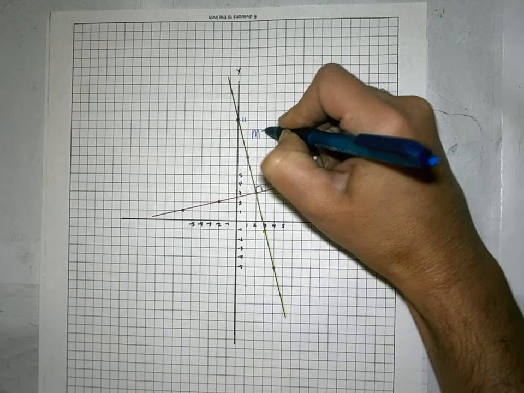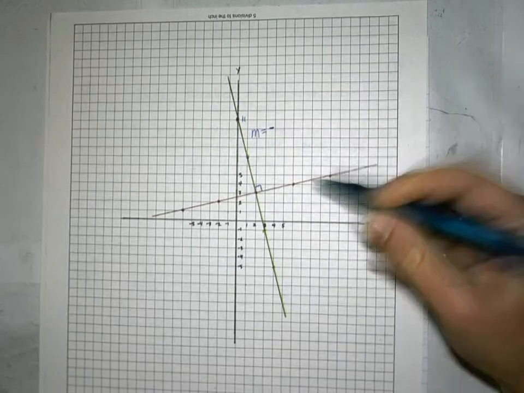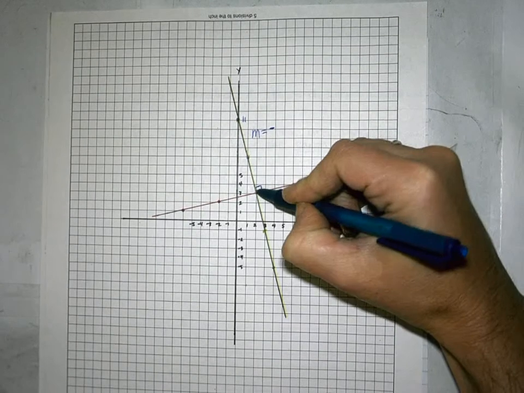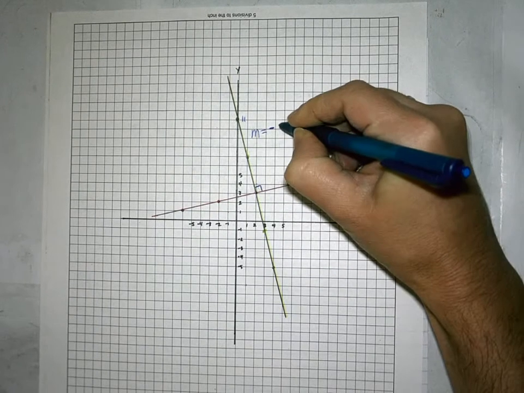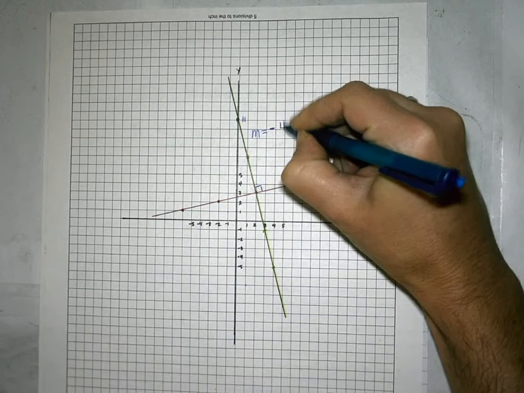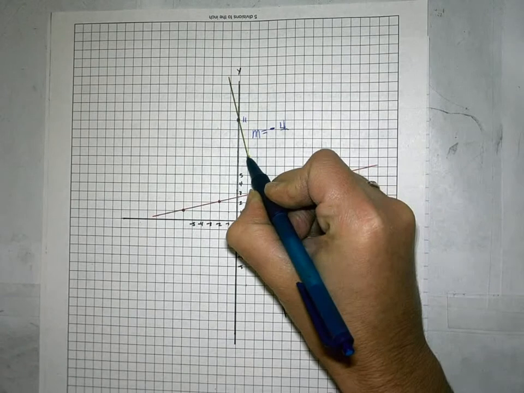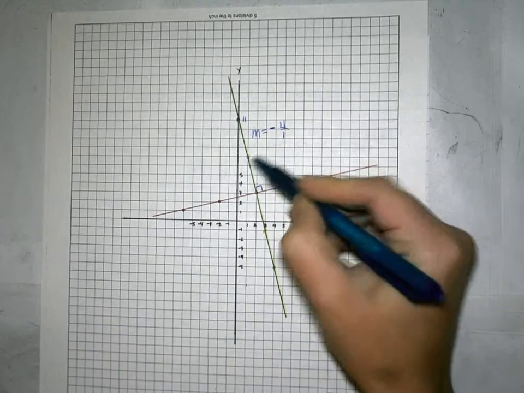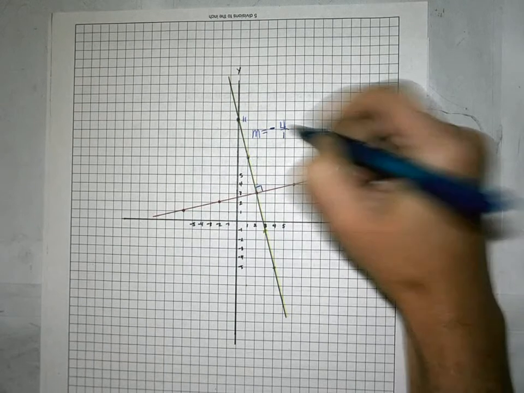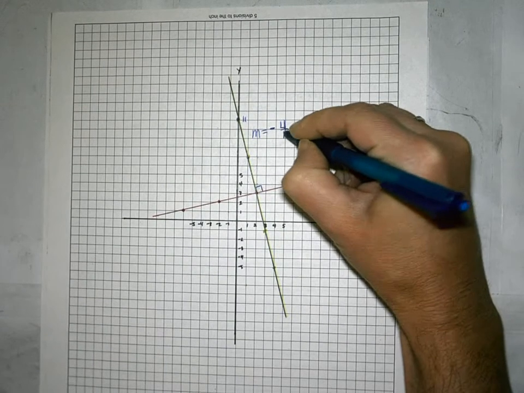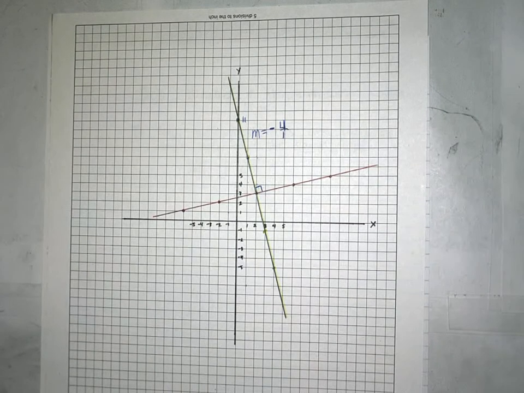So I know that my slope of this line is negative something. So let's check it out. If I count up, I have 1, 2, 3, 4. Up is a positive direction, but then I'm moving to the left 1. So I can also go down, down 4 and to the right 1. So this guy has a slope of -4/1, right?